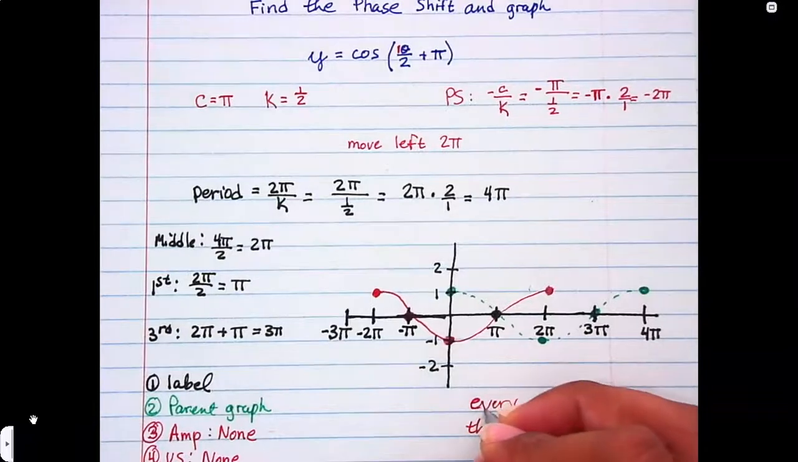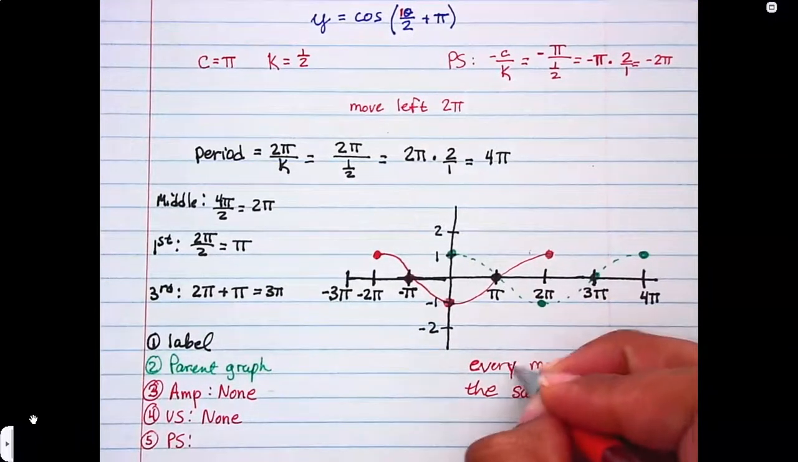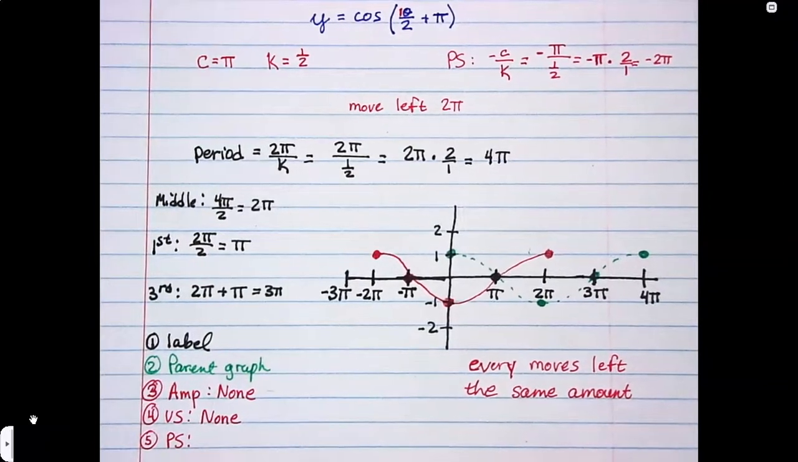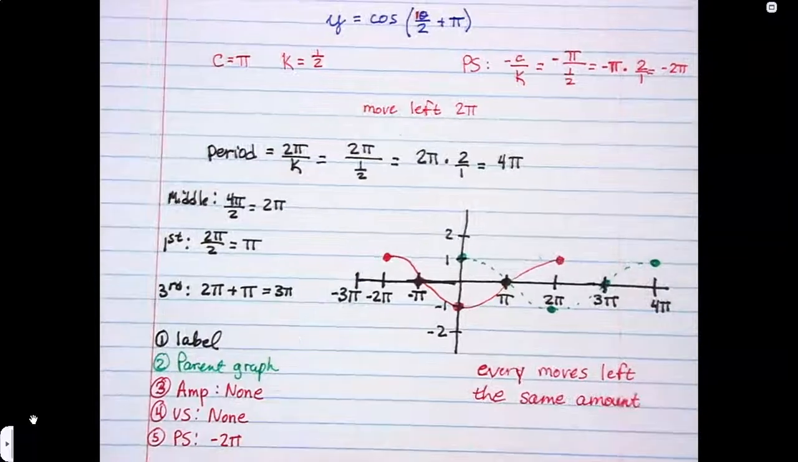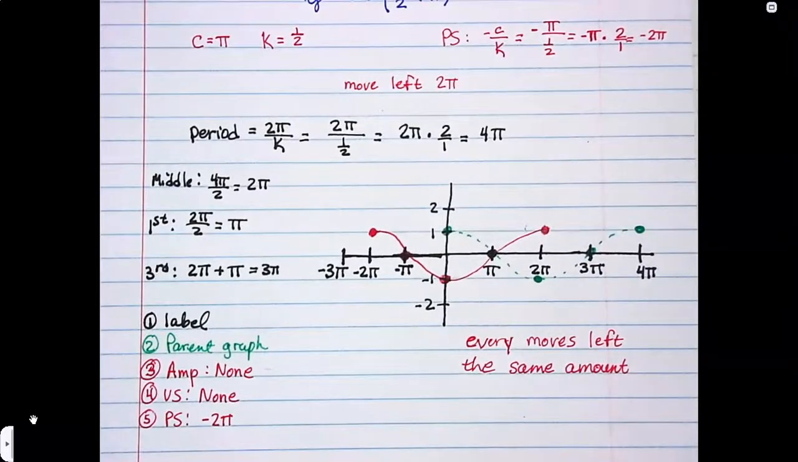So everything's going to move the same amount. If the first one moved over 2 times, that means everything's going to move over 2 times. And that first one is what you're going to use. Always use that first one. And here, phase shift is -2 pi. All right, so that's it, guys. That's how we're going to do it. That's how we graph it. Bam.